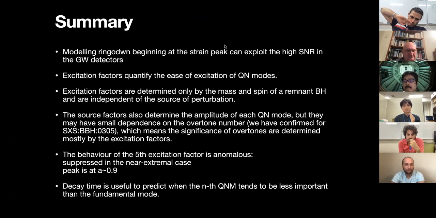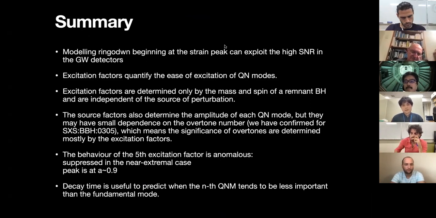So the original claim is very important anyway. If the ringdown signal is excited as early as the strain peak or even before the strain peak, we can measure the remnant parameters with higher accuracy. And we can test, actually they indeed did that, the no-hair theorem of black holes out of the GW signals. That's a very nice thing.